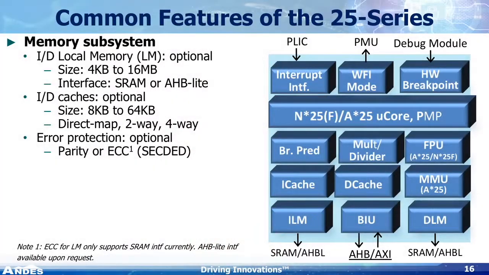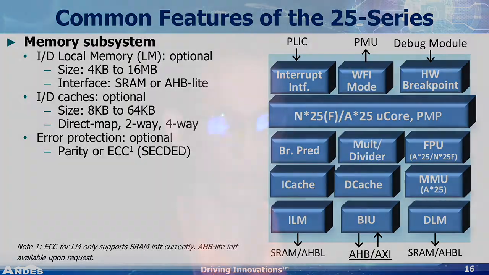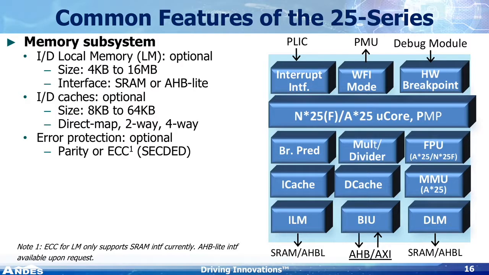And for the memory subsystem, we have both. The user can choose local memory and/or caches. The local memory is a fixed latency memory. You can configure it with a very wide range of sizes from 4K to 16 megabytes, using the interface for SRAM and also AHB-Lite. The AHB-Lite interface is provided so that it can be a drop-in replacement for the Cortex-M3. And caches have sizes from 8K to 64K, and from direct-mapped all the way to 4-way.